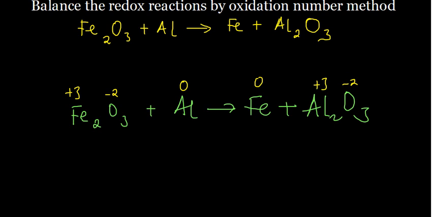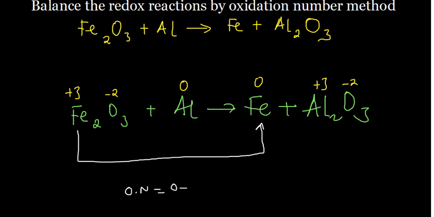Those elements whose oxidation number is changing, you are going to put arrows. Iron, the oxidation number is changing. So it is moving from +3 to 0. If you find the oxidation number difference, on the product you've got 0, minus on the reactant you've got +3. If you subtract, you are going to get -3.